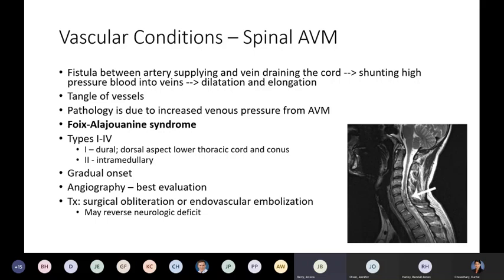Spinal AVM is basically when there's a fistula between the artery supplying and the vein draining the cord. This results in shunting of high pressure blood into the veins, which then results in dilatation and elongation of the venous system, this tangle of vessels within the cord. The pathology of the cord is due to increased venous pressure from the AVM.